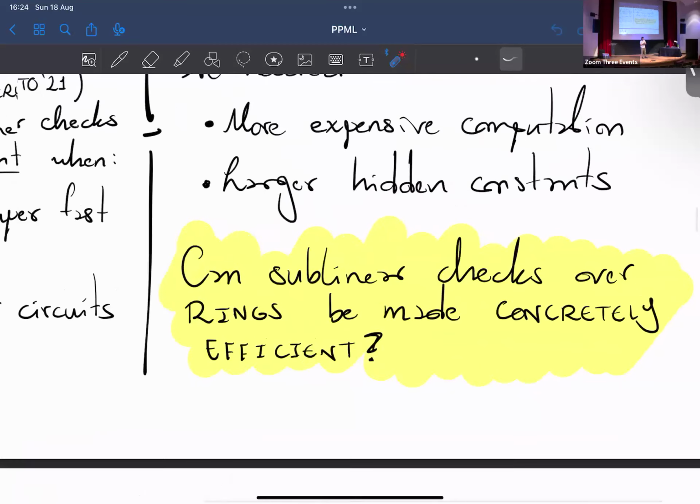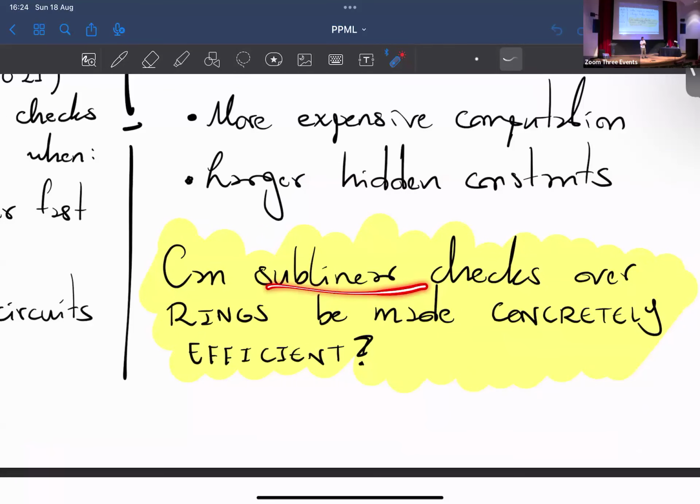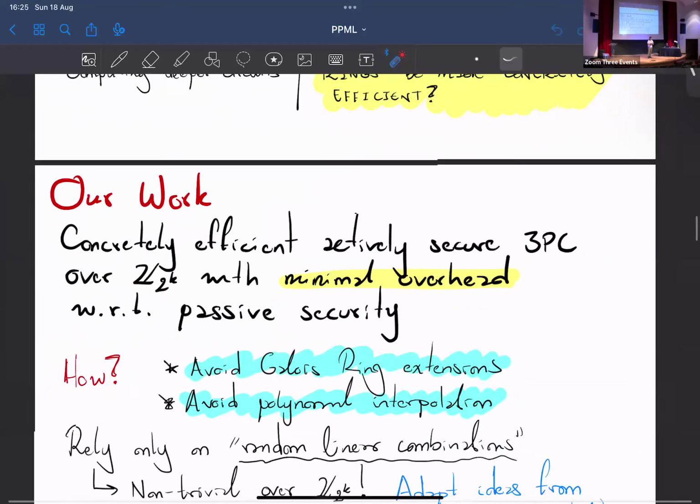So the question that we ask in this work is, can these sublinear checks over rings be made concretely efficient? Can we actually make them in such a way that we can claim in practice active security costs the same as passive for rings? So that's the problem we set out to solve in our work.